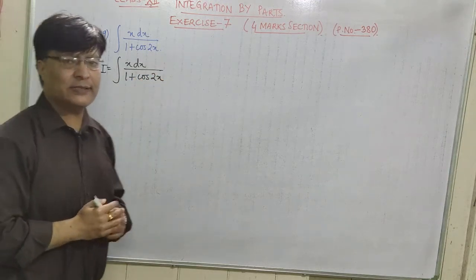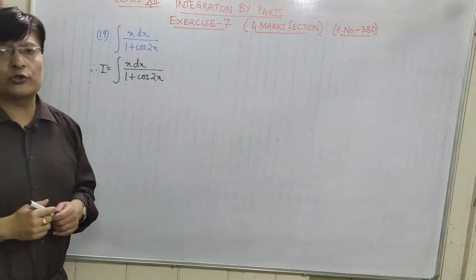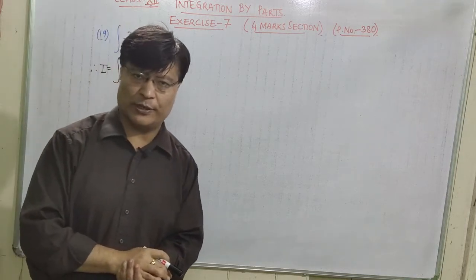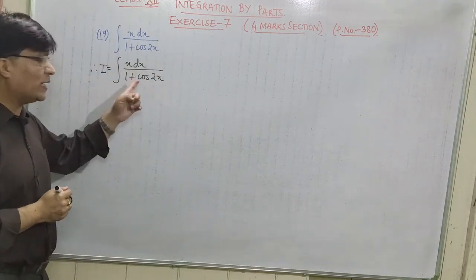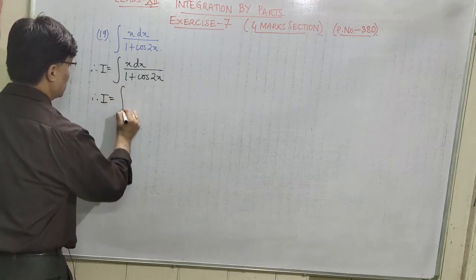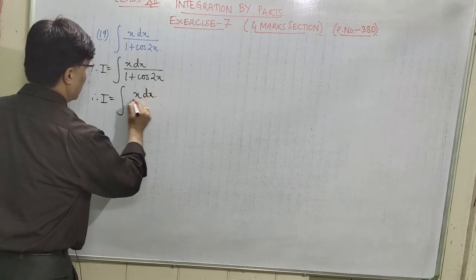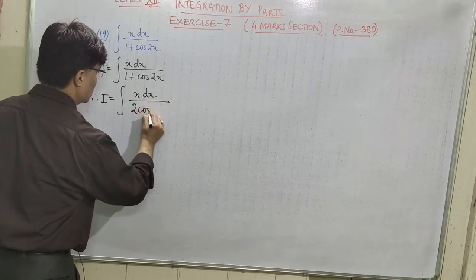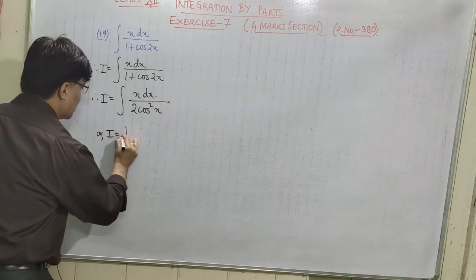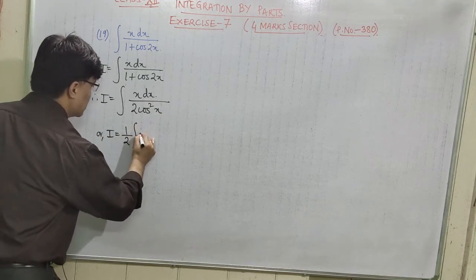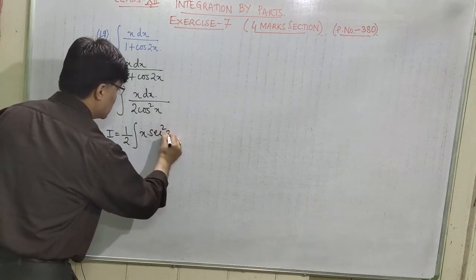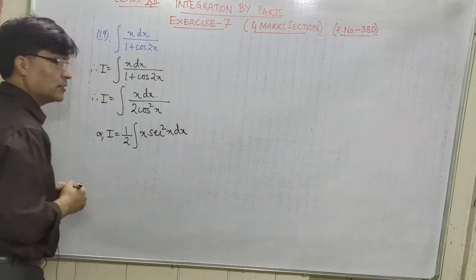Now in this case, in the denominator there is 1 plus cos 2x. There is a formula for 1 plus cos 2x from multiple angles in trigonometry. What is the formula for 1 plus cos 2x? It is 2 cos square x. Therefore, I is equal to integration of x dx divided by 2 cos square x. Or I is equal to half, constant is taken outside, integration of x into, what is 1 by cos square x? It is sec square x dx.